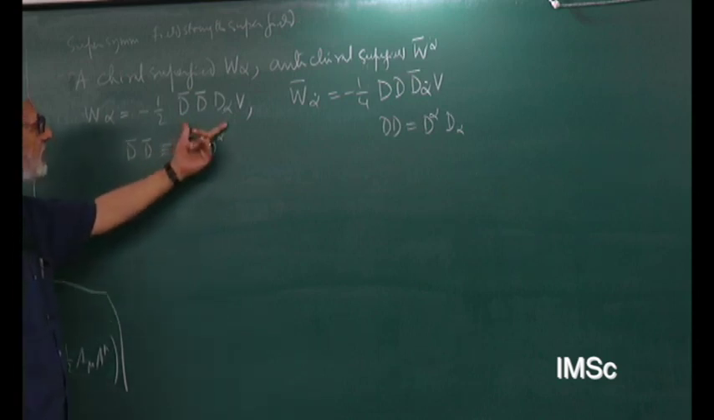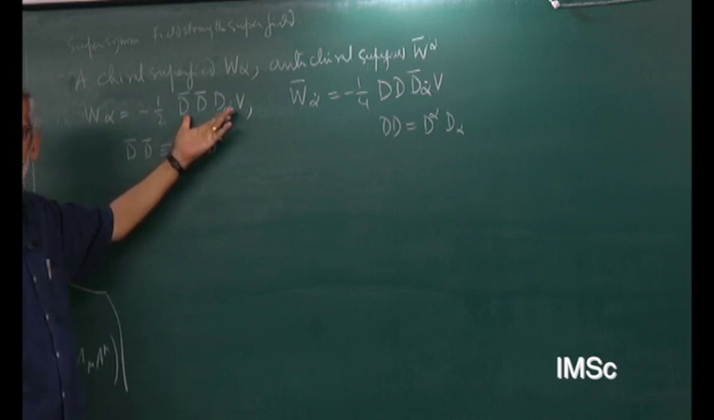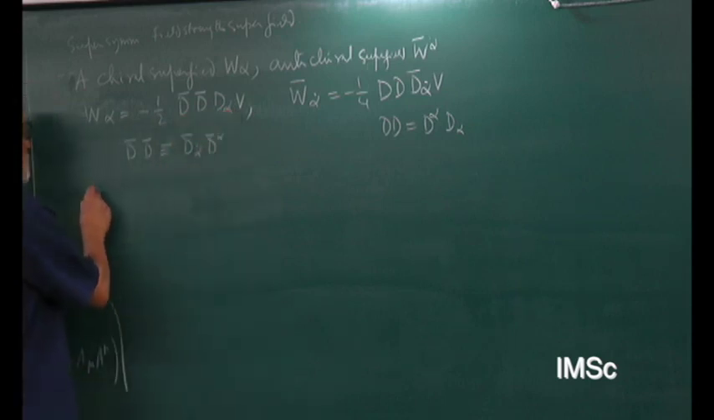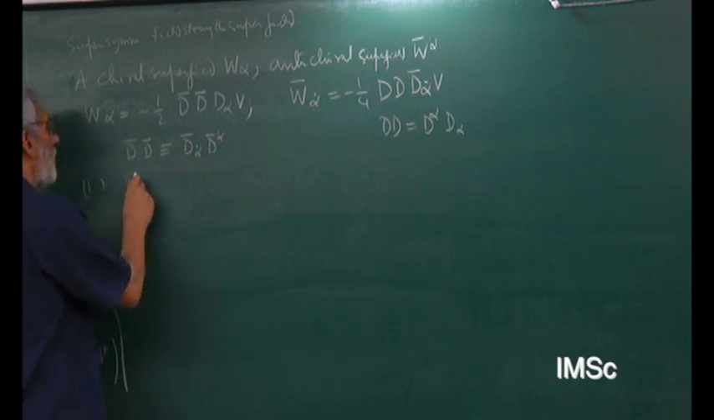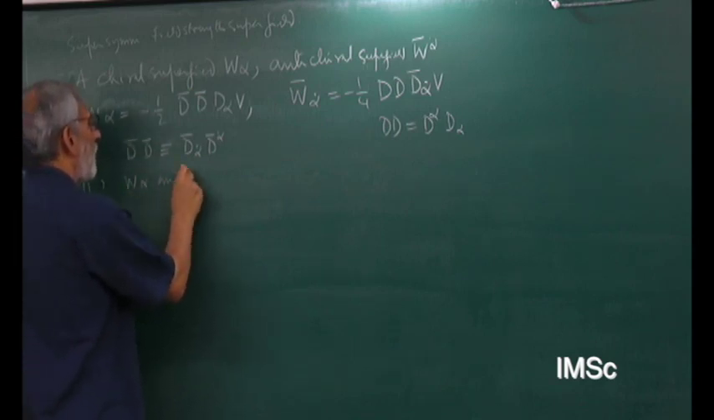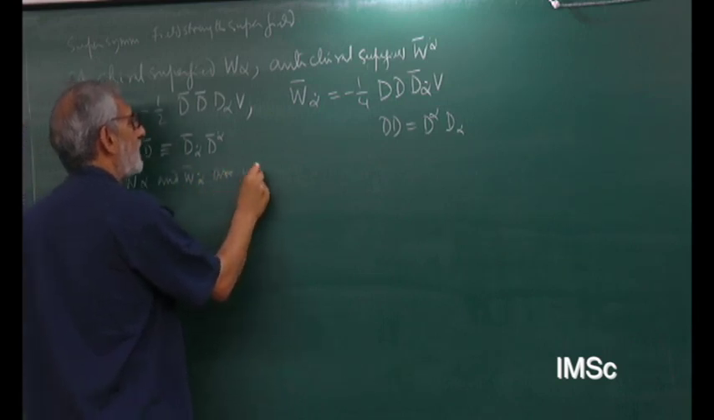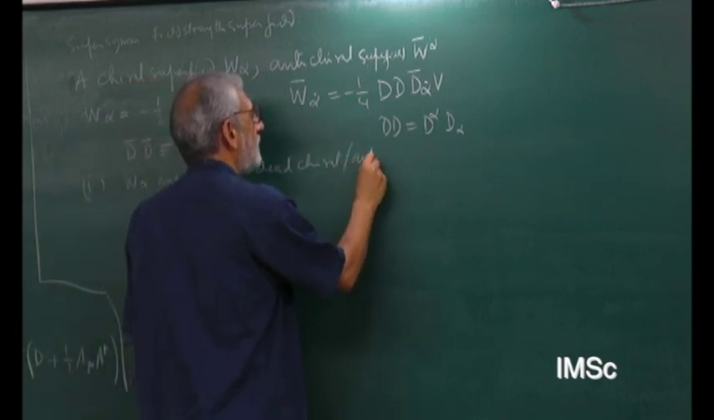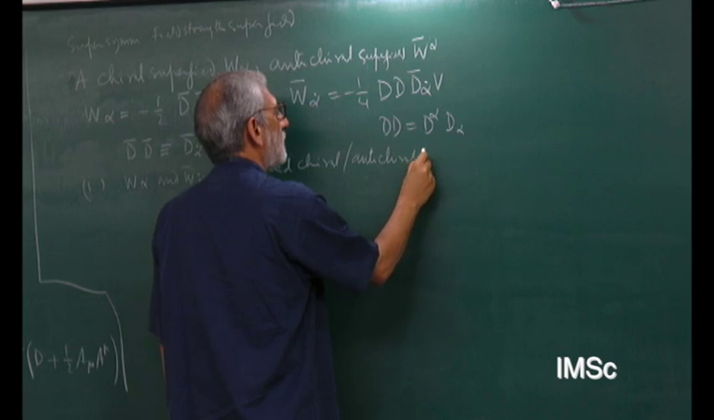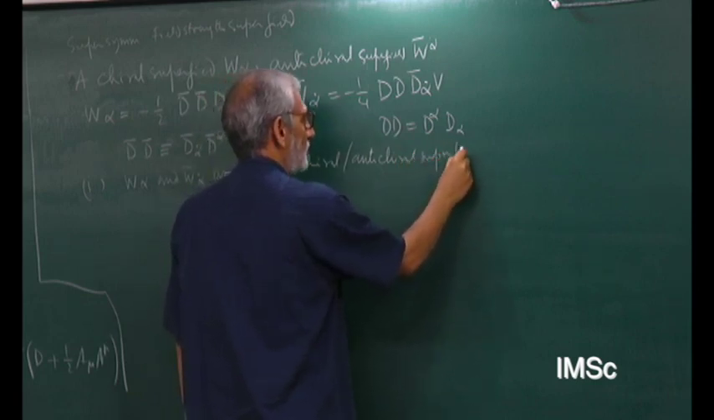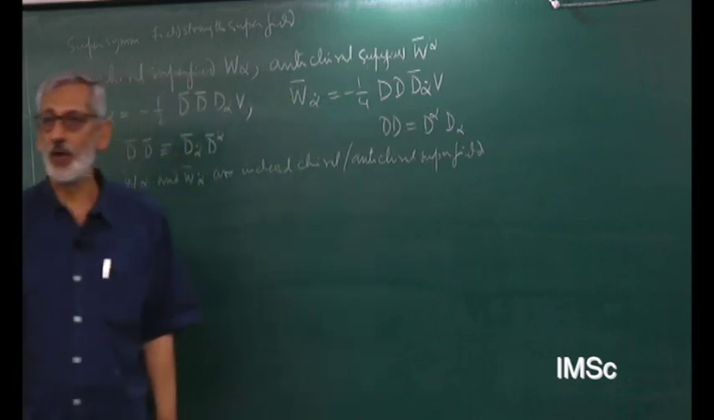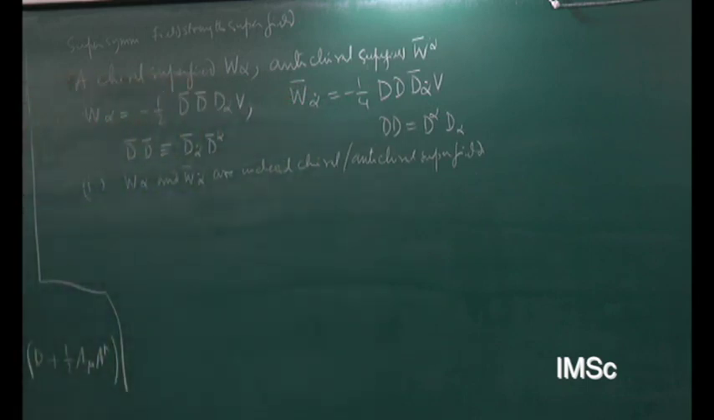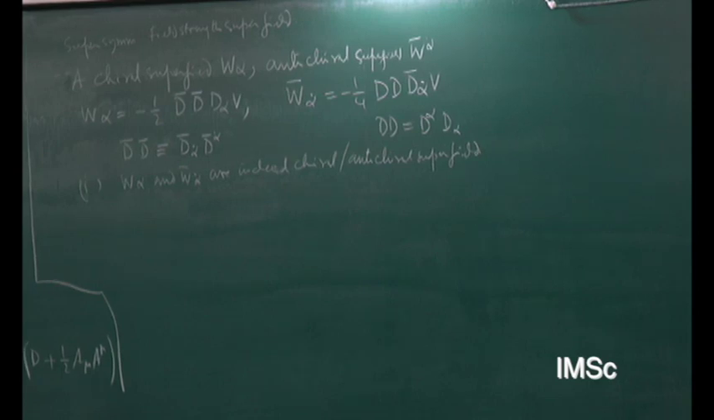Now this construction is a chiral superfield. That's very easy to see. So the properties of this W alpha and W bar alpha dot are indeed chiral and anti-chiral superfields. What do we mean by chiral superfield? The definition of a chiral superfield is that the barred covariant derivative acting on it should be 0. So let's evaluate that.